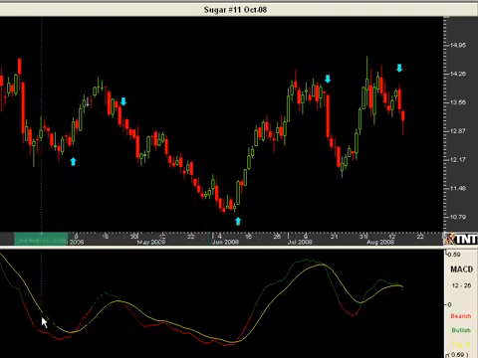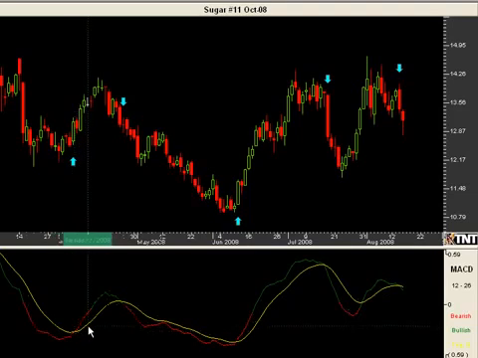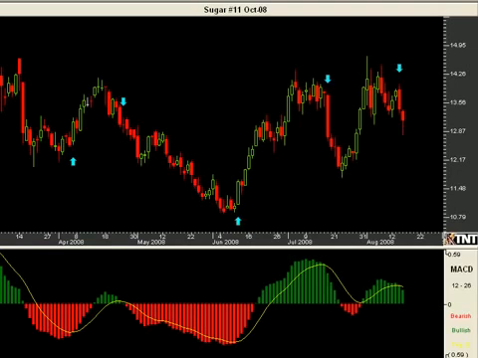This other line that we see on here, this yellow line, that is known as the trigger line. That is yet another exponential moving average line, and it's supposed to tell you when you should buy and sell the market.